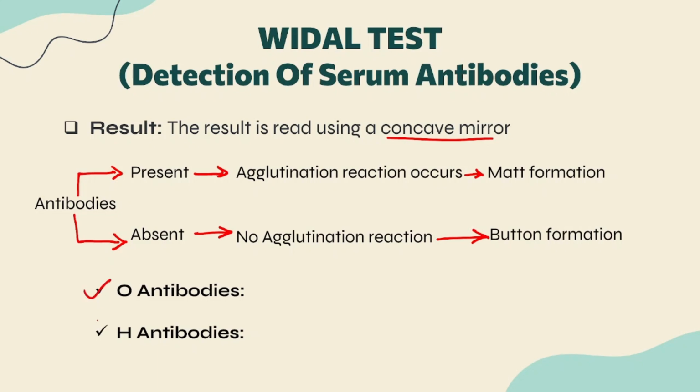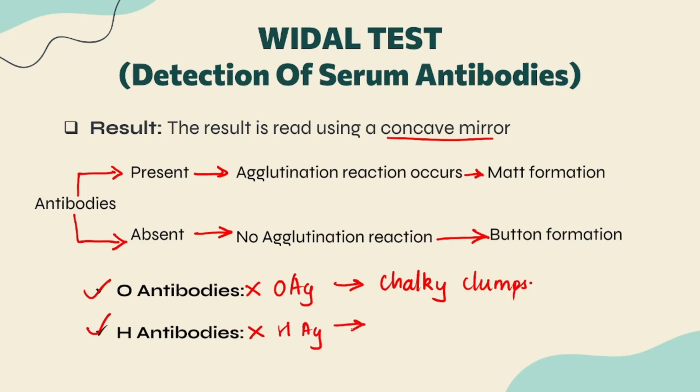And this is already present over here, that is O antibodies. If O antibodies react with the O antigen, they are going to produce chalky clumps. We know this, chalky granular clumps would be produced. And if H antibodies react with the H antigen, they are going to produce cottony woolly clumps. Cottony woolly clumps would be produced. Clear?